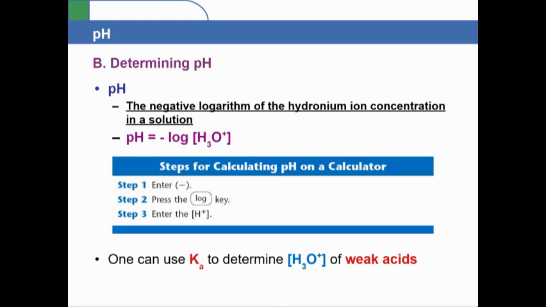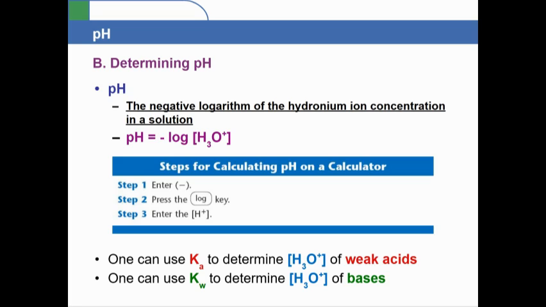Now, one can also use Ka to determine the hydronium ion concentration for weak acids. I have a sample problem video where I showed just that in the previous lecture on the strengths of acids and bases. And if you have the Kw and, let's say, the hydroxide ion concentration, you can use that to find the hydronium ion concentration for bases. All right, so there's a way of working around it, as it were.